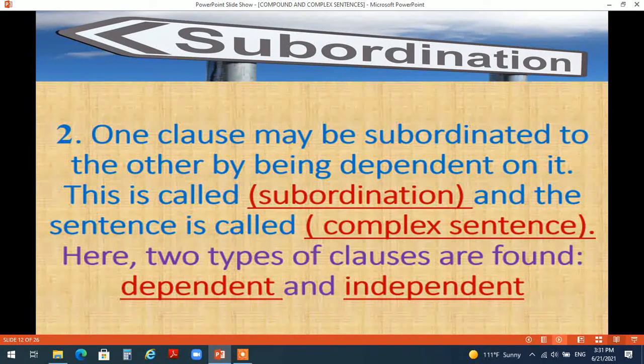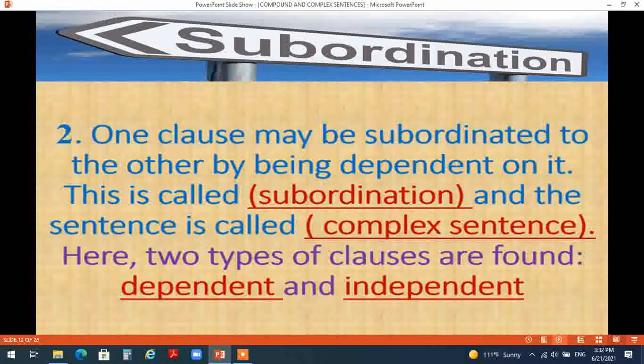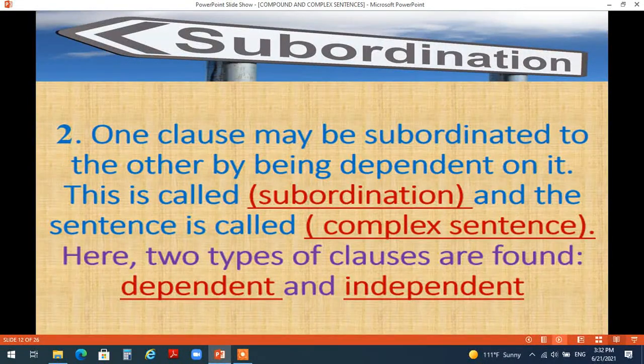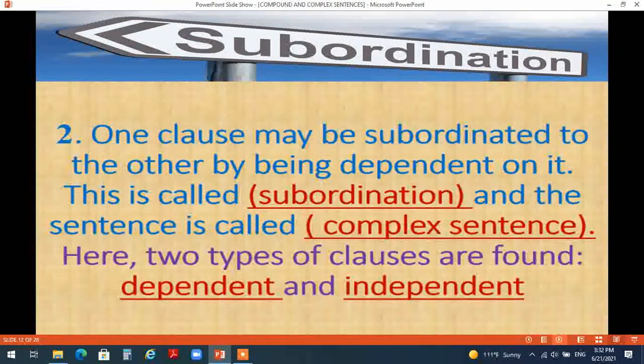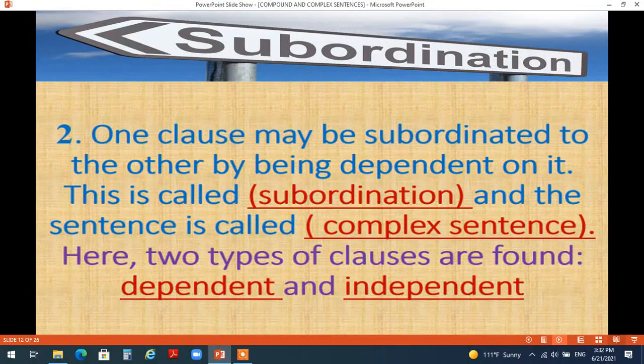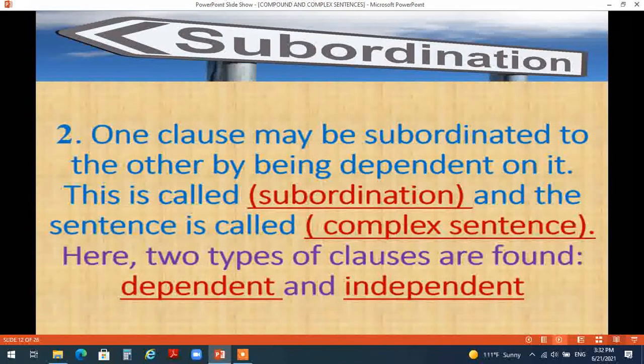Now we come to the second manner in which a simple sentence or a clause can be enlarged, which is called subordination. One clause may be subordinated to the other by being dependent on it. This is called subordination, and the sentence is called a complex sentence. Here, two types of clauses are found, dependent and independent.